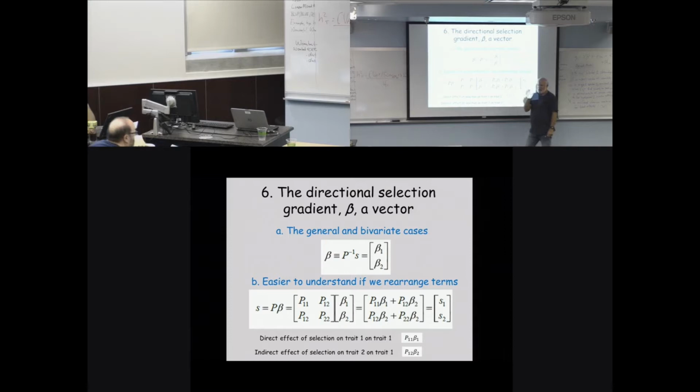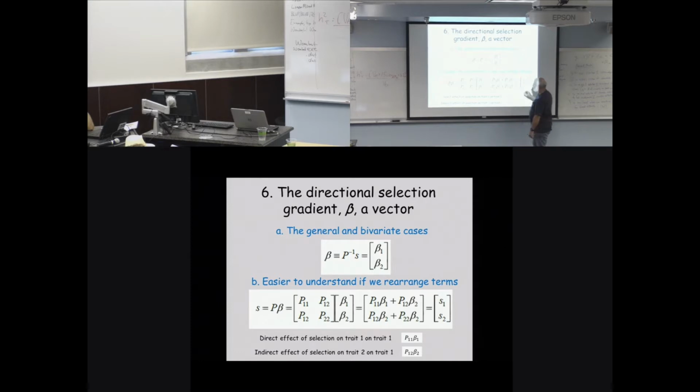So why should we do this? Now this tells us about the composition of the terms that make up each of the elements in the S vector, S1 and S2. Here's our multiplication. This row times that column gives us two terms. S1 is equal to P11 times beta 1 plus P12 times beta 2. Does that ring any bells? It's kind of like the two terms of our direct and our correlated response to selection. But now we've got P matrices instead of G matrices here.